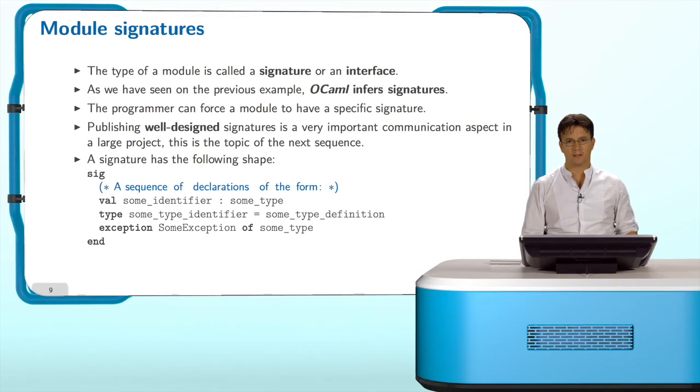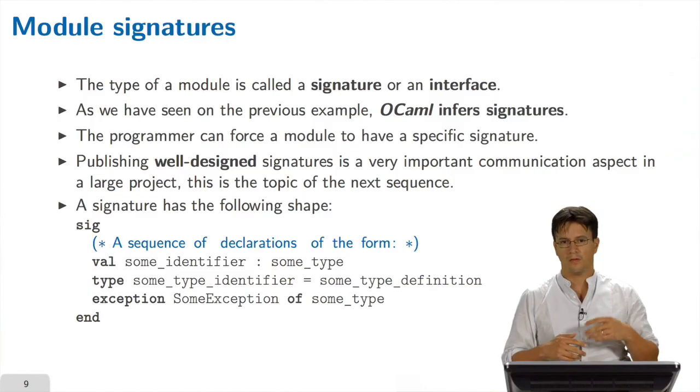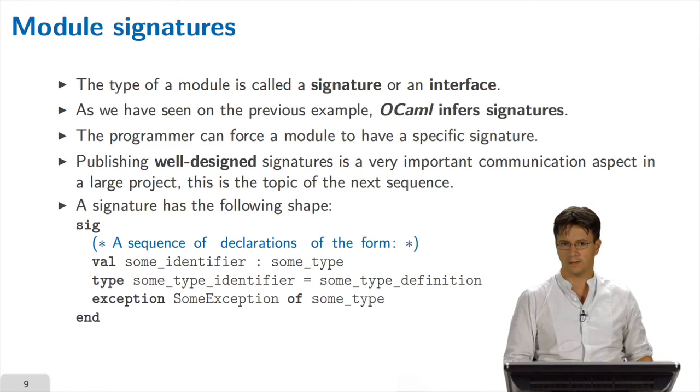So we have a syntax to define signatures. You use the keyword sig, and between sig and end, you have declarations for the different components of your module. For instance, if you have a value, you use the keyword val, followed by the identifier of the value, colon, the type of this value. The other declarations for types and exceptions are written in exactly the same way as you can in a module implementation.